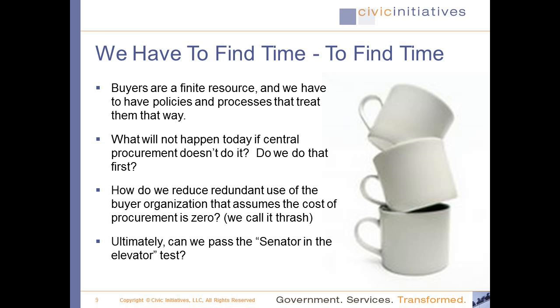And we have to start with the question, what wouldn't happen if central procurement doesn't do it? If you guys don't go in that up in the right box, if you don't look at those opportunities to say, we ought to take that and lift it just a little bit up or change it just a little bit, then it won't happen. So start with the question, what does this group have to do to make it happen? And are we doing those things first? A flip side to that is how do we reduce redundant use of this group in a way that assumes the cost of using you is 0, right?